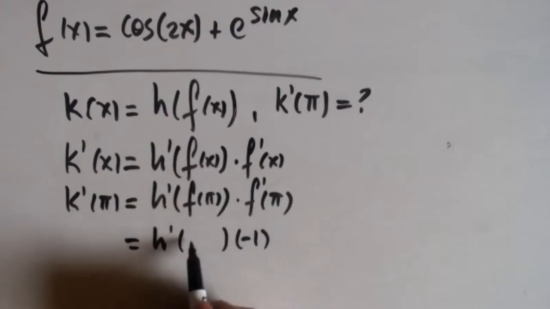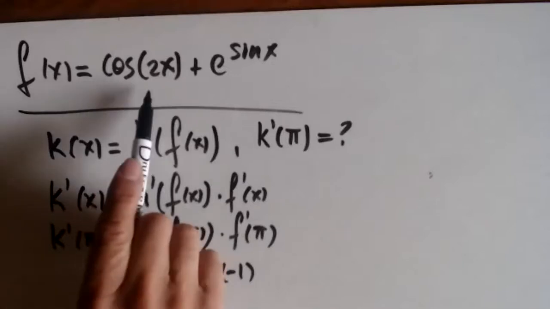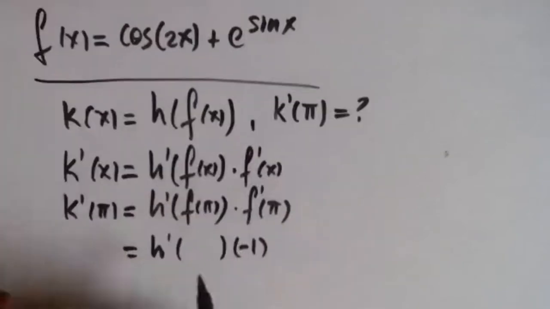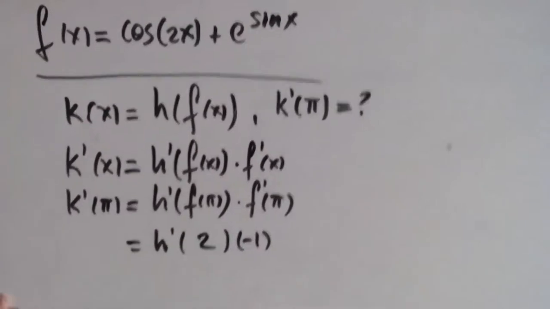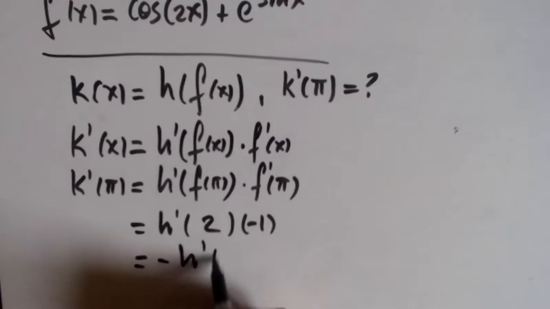It's this function at pi. Cosine of pi, remember, is negative 1, and this was sine of pi, e to the 0. Oh, it's 2. Correct? Okay. So this is negative h prime at 2, correct?